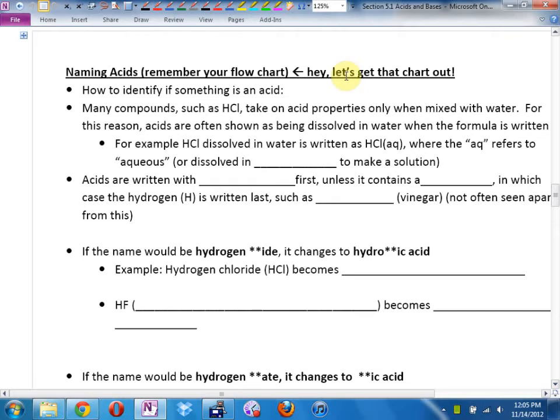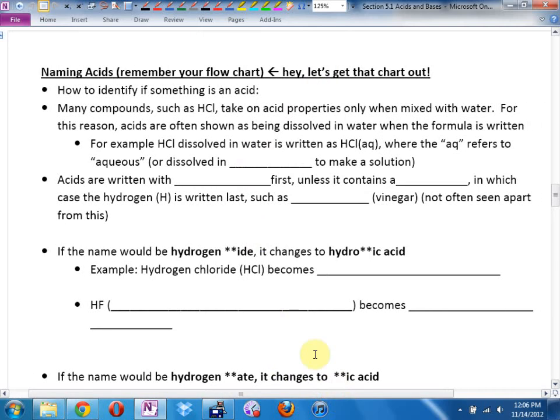So, quick review, some basics. How can you identify that something is an acid? Well, there's a fairly, I can't call it easy way, but it works most of the time. Many compounds, such as HCl, which is hydrogen chloride, take on acid properties only when mixed with water. That's why you may have noticed everything we played with last in the lab was a liquid. For this reason, acids are often shown as being dissolved in water when the formula is written.